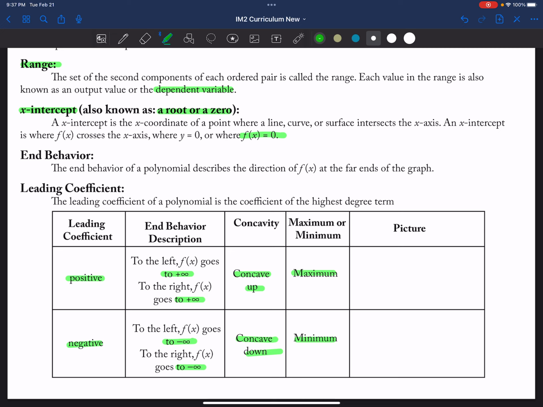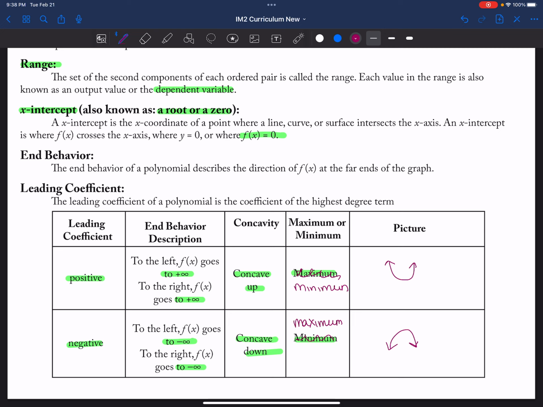Oh, these are backwards. It's a minimum here for concave up. There's a typo. I'll have to let Mrs. Roach know. There's a minimum here, and then this is not true, and it's a maximum here. So the function opens upwards or opens downward. So that's kind of what the picture looks like.